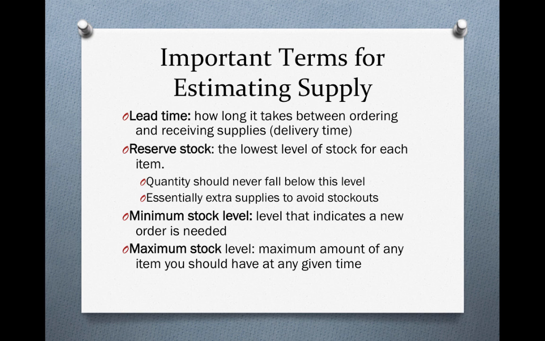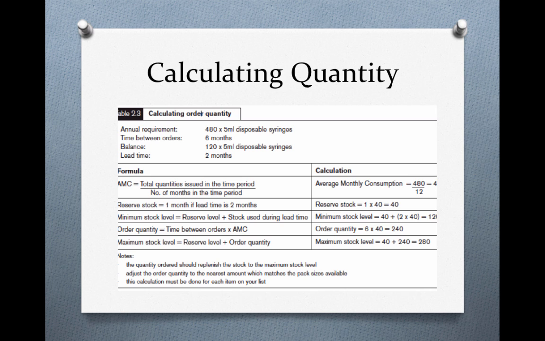Minimum stock level is the level that indicates a new order is needed. The maximum stock level is the maximum amount of any item you should have at any given time. Here is an example of calculating quantity. You can see here the annual requirement of syringes is 480. The time between orders is 6 months, the balance is 120 syringes, and the lead time is 2 months. Below we have the formula and the calculations to figure out how much supply this company needs.